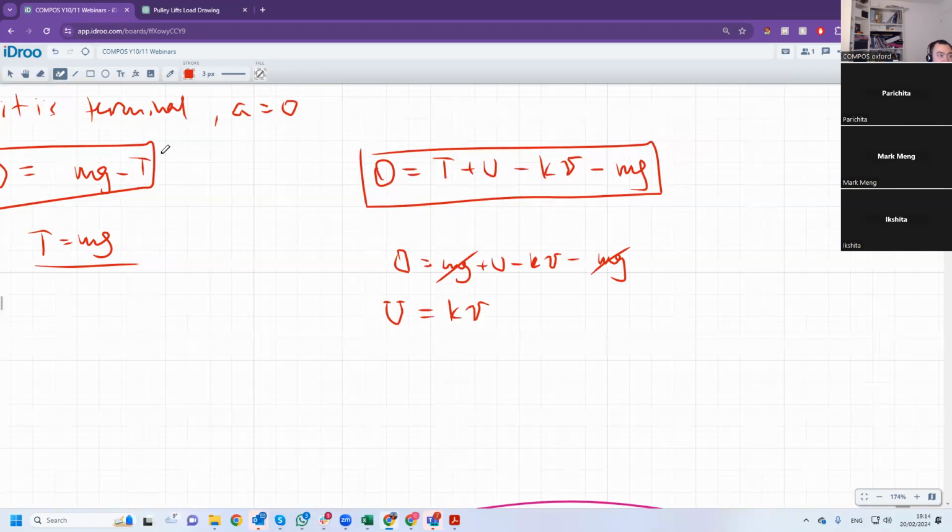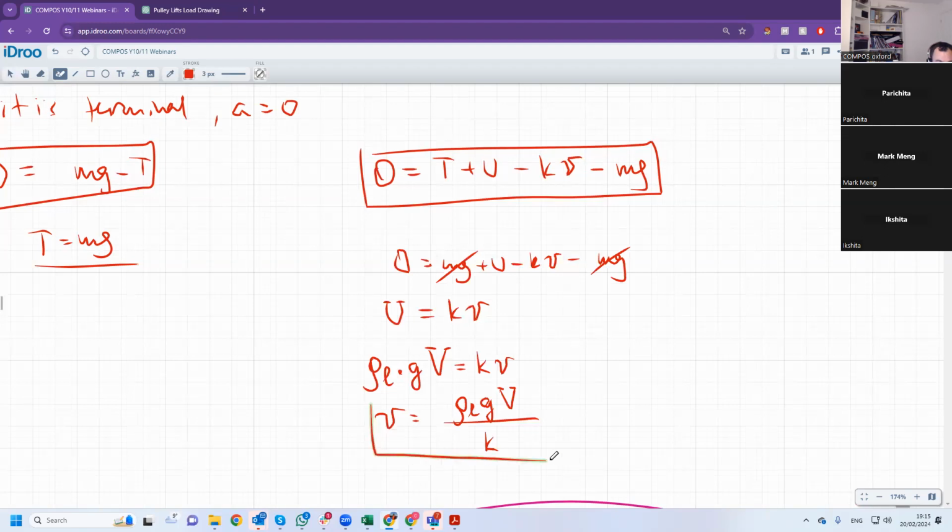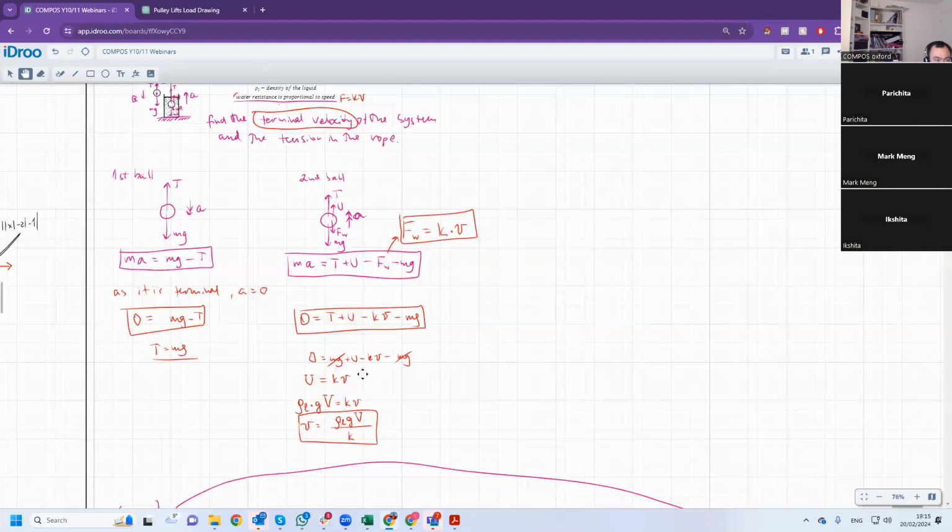So upthrust, as you already know, is the density of the liquid multiplied by gravitational acceleration times the volume of the ball. And that's equal to kv. So the velocity is the density of the liquid multiplied by gravity multiplied by the volume of the ball, which we do not know, divided by k. So we don't know the volume of the ball, we don't know k. So what are we going to do with this?